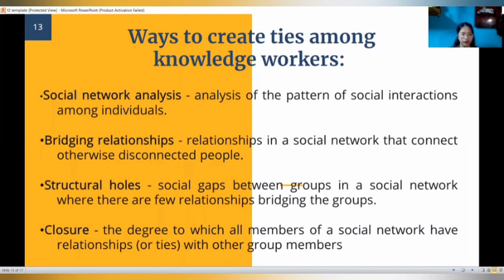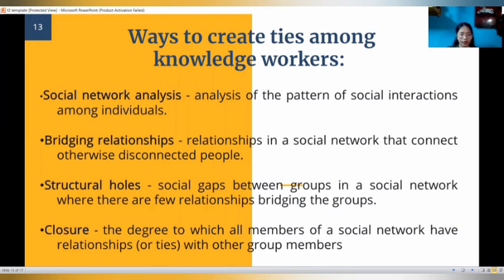Next is structural holes. Social gaps between groups in a social network where there are few relationships bridging the groups. So here, a structural hole is understood as a gap between two individuals who have complementary sources of information, or it refers to an empty space between contacts in a person's network. It means these contacts do not interact closely, though they are aware of one another.